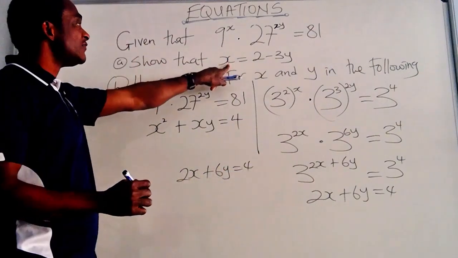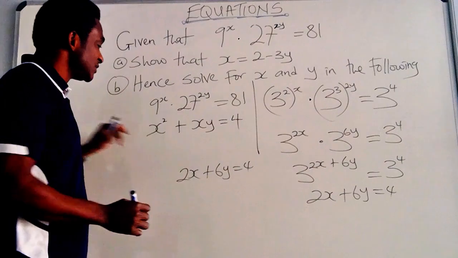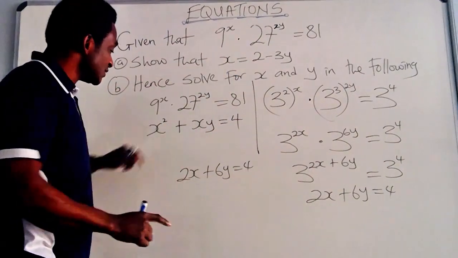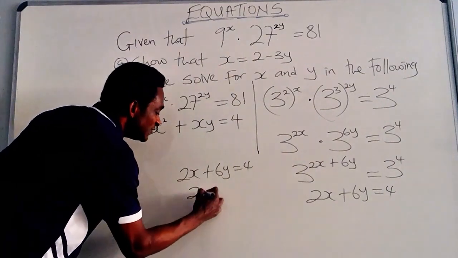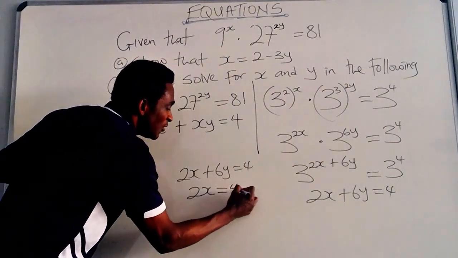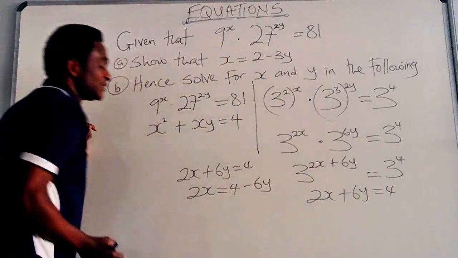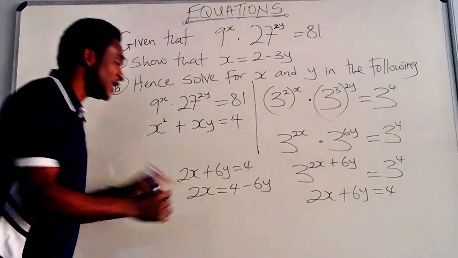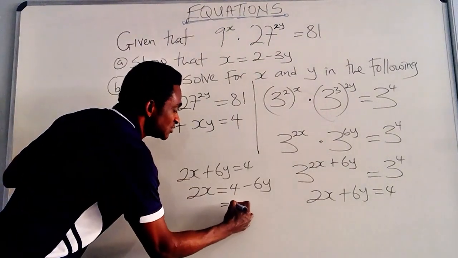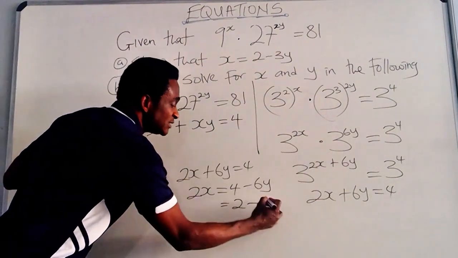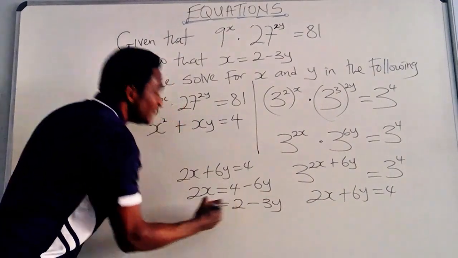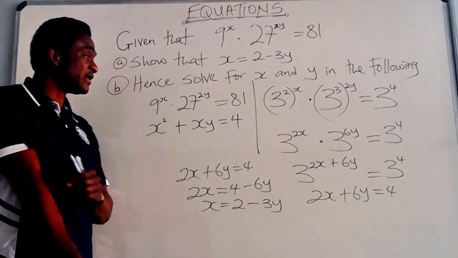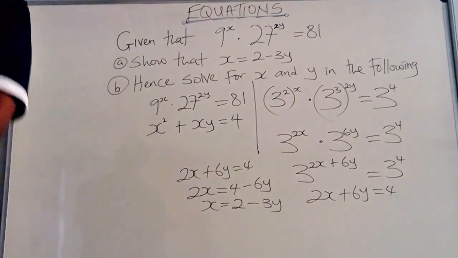Now they want us to arrive at x being the subject of the formula. So let's go. If we leave 2x alone, we have 4 minus 6y. Now divide all through by the coefficient of x, which is 2. 4 divided by 2 is going to give us 2, and then we have 3y. So we have arrived at what they want.